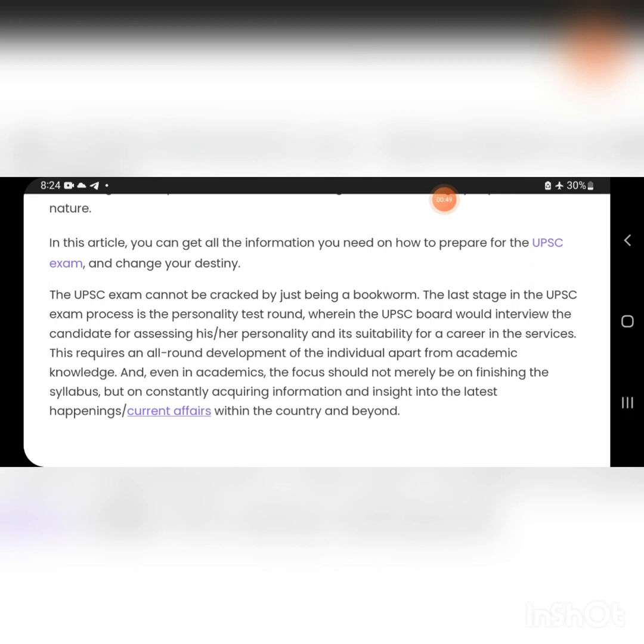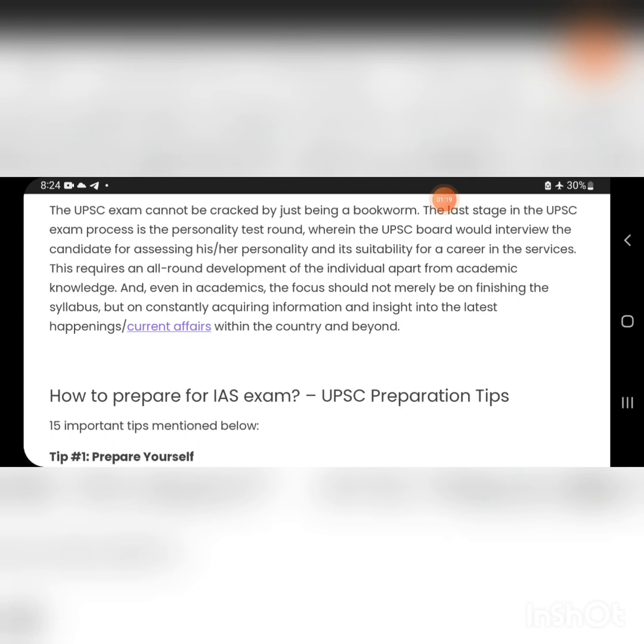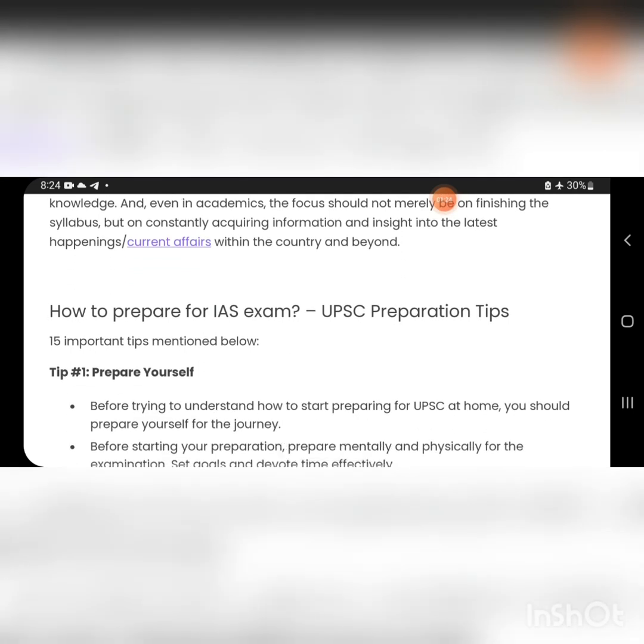The last stage in the UPSC exam process is the personality test round, wherein the UPSC board would interview the candidate for assessing his or her personality and its suitability for a career in the services. This requires all-round development of the individual, apart from academic knowledge. And even in academics, the focus should not merely be on finishing the syllabus, but on constantly acquiring information and insight into the latest happenings. Current affairs within the country and beyond is the most important thing to note.